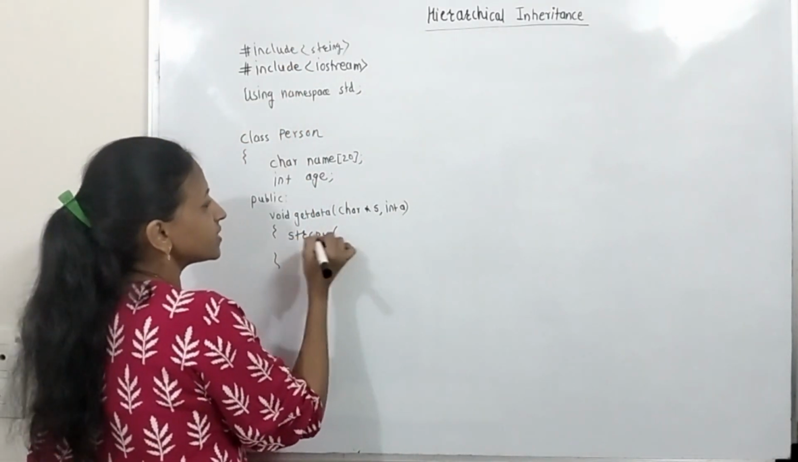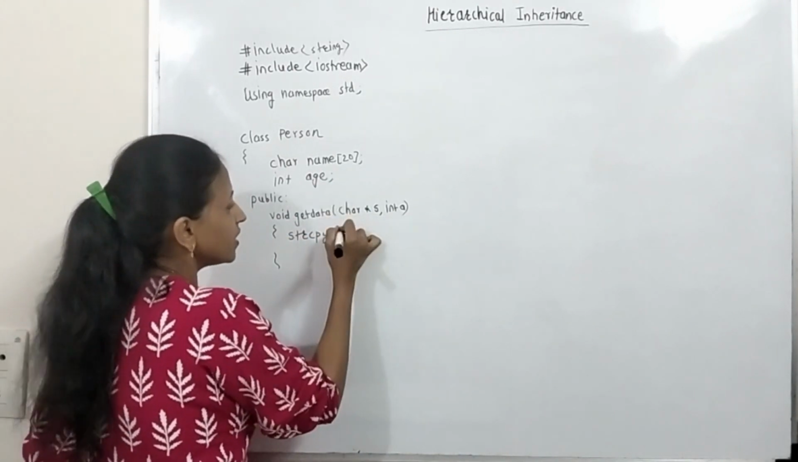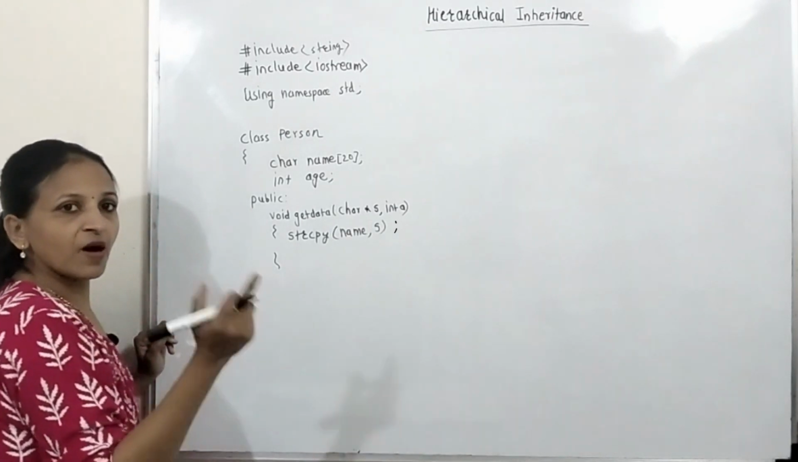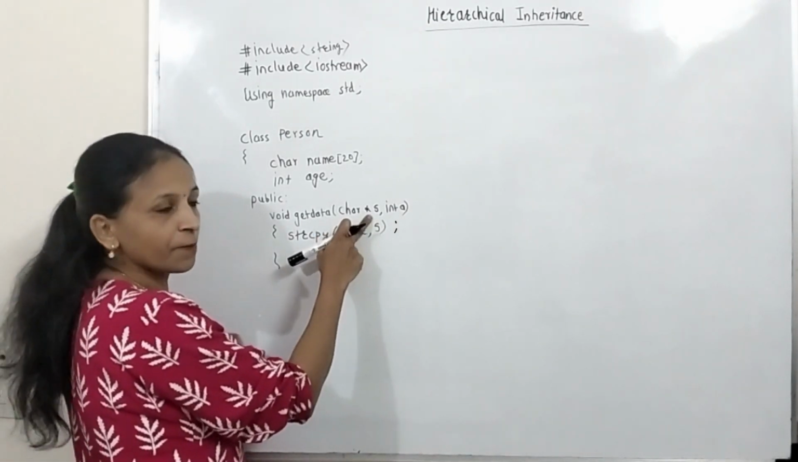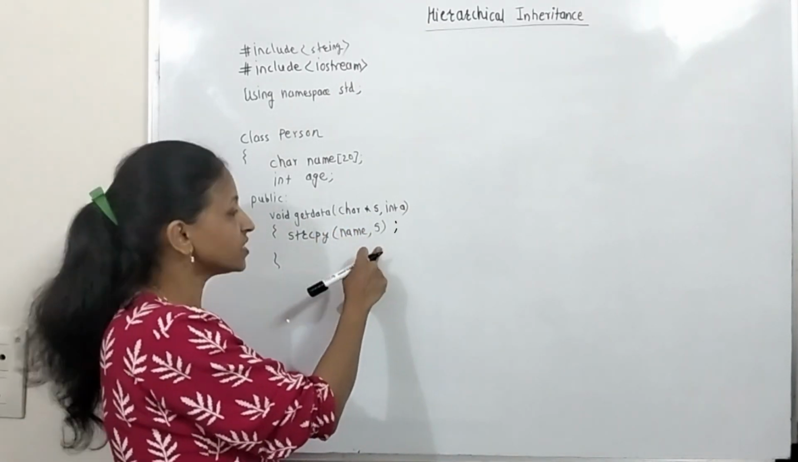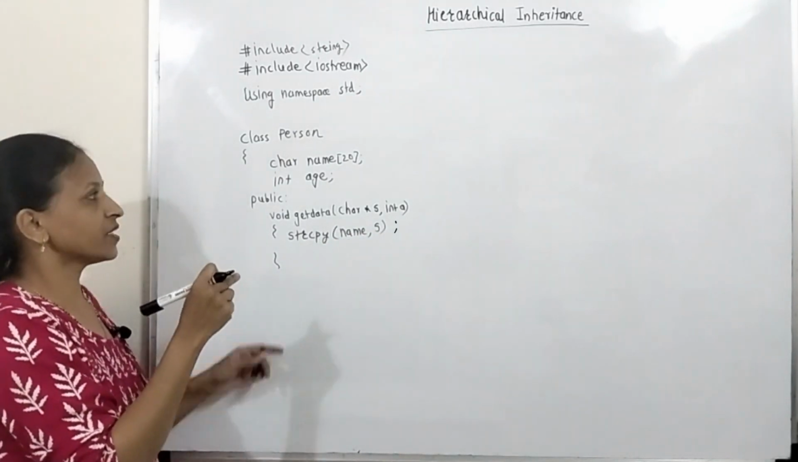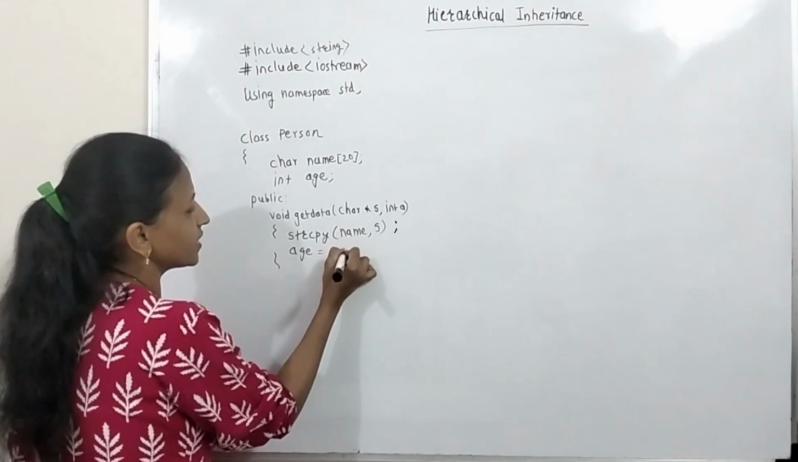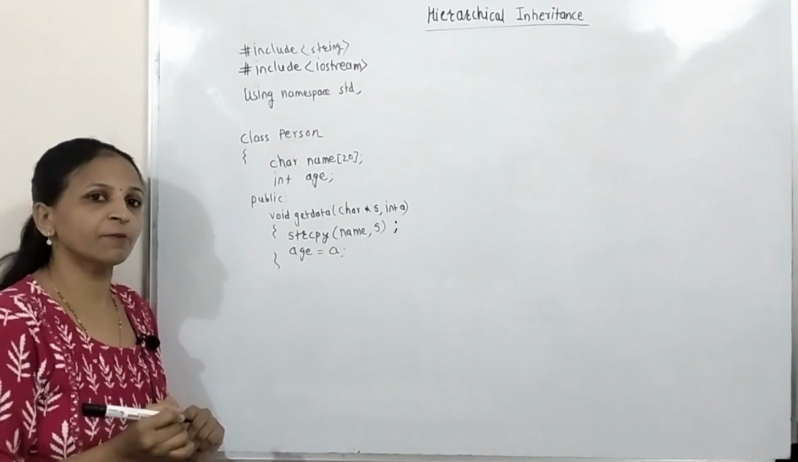Okay, now next strcpy, in name I want to copy, and whatever passed string will get copied inside s, and that we have to just copy inside the name data member. And now age equal to passed a. That's it. This is just a get data member function.